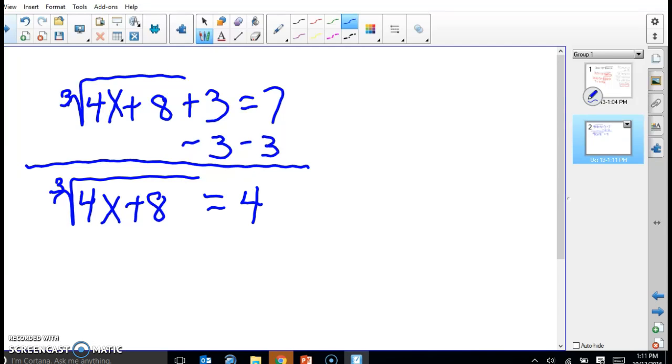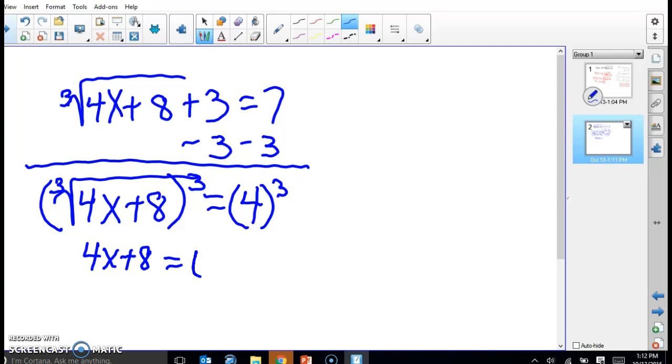Alright, we have a cube root. Now I don't know. So what do we do? Oh, you cube it. Yeah, you cube both sides. So when we cube a cube root, we're left with just what's on the inside. So 4x plus 8 equals, what's 4 cubed? 64.